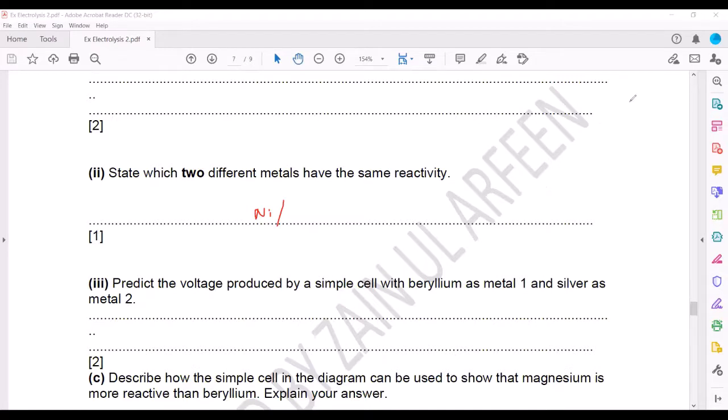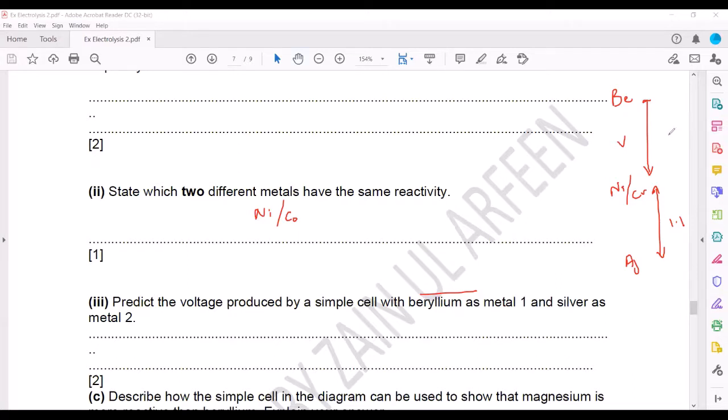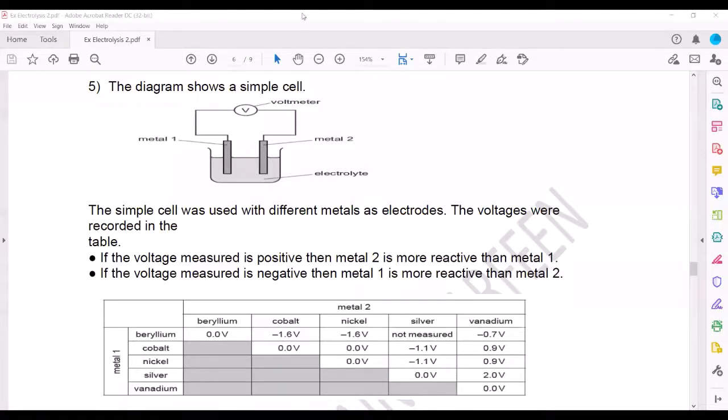Predict the voltage for beryllium and silver. So how can we work it out? Beryllium was there, vanadium, nickel, cobalt and silver. So here it was 1.1, and from beryllium to nickel and cobalt it was 1.6. So in this question, we have to work out the voltage when we use beryllium and silver. So how can we work out the voltage produced when using beryllium and silver?